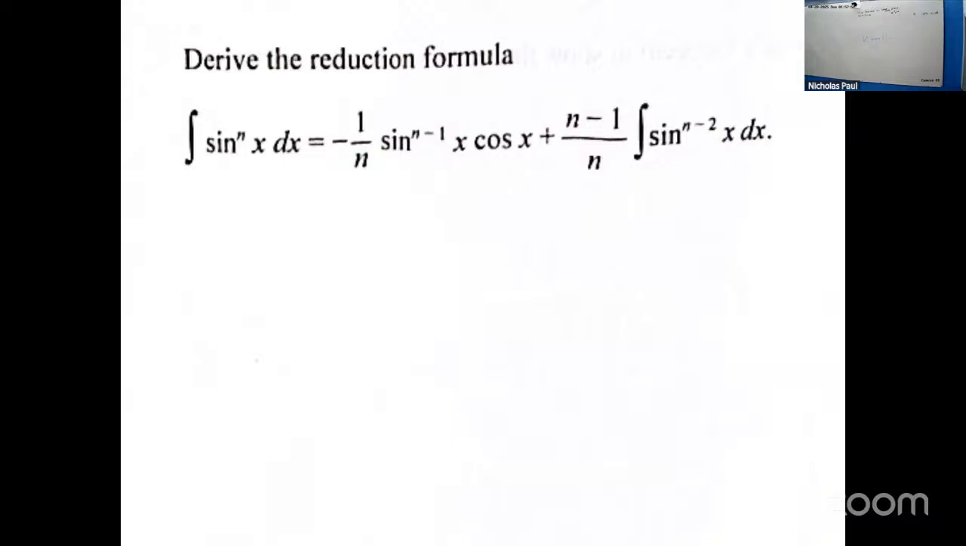Reduction formula. Reduction formula, right? The trick in this one is you have to split it up. So instead of writing sin^n x, you write sin x times sin^(n-1) x. Because everybody does this in class, right? That's the way it started.